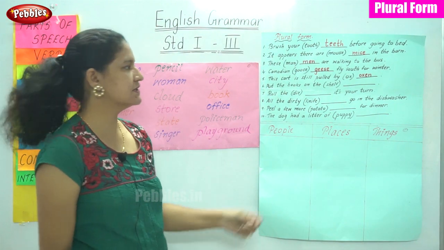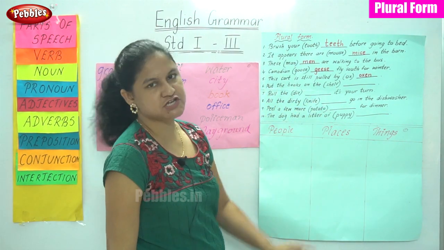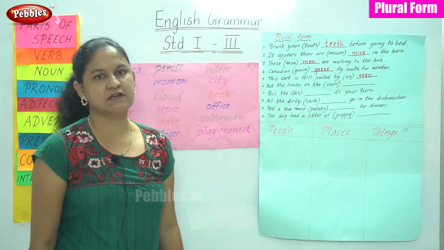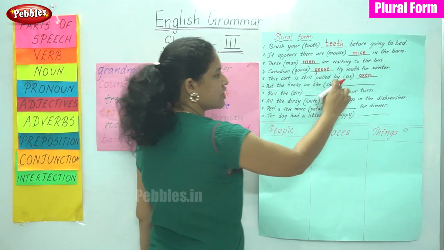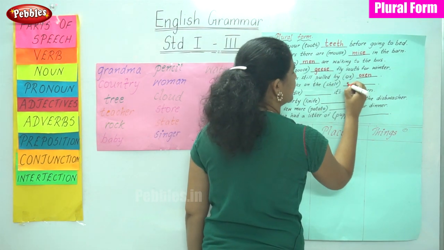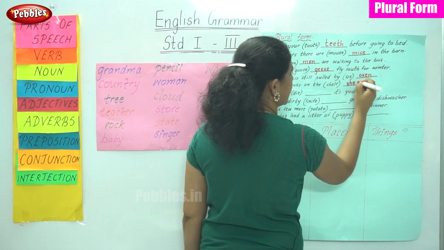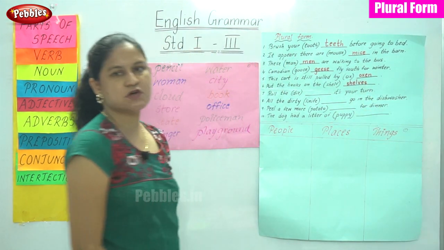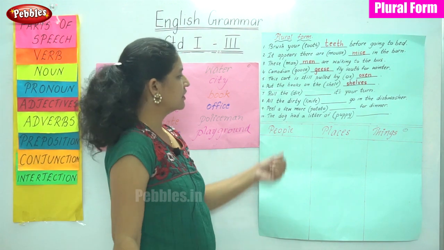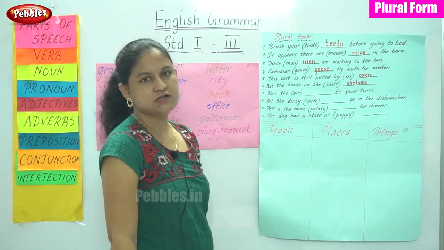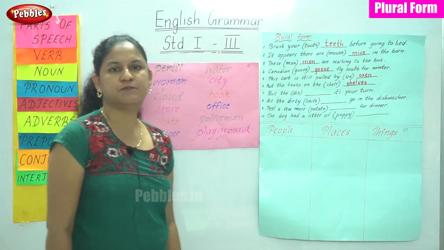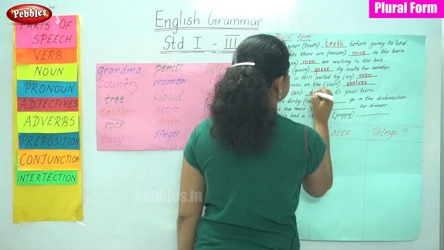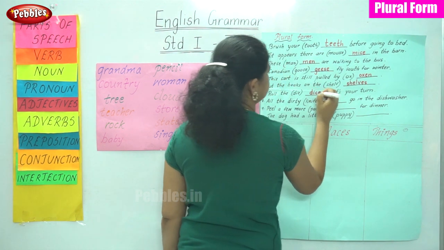The next sentence: put the books on the shelf. When we convert shelf into the plural, it becomes shelves. We drop the F and we add VES. So shelf becomes shelves. Put the books on the shelves. Roll the die, it's your turn. The plural form of die becomes dice. So roll the dice, it is your turn.